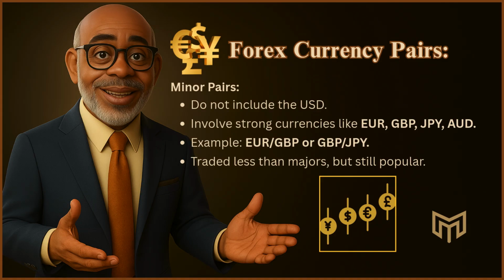Minor pairs do not include the US dollar. Instead, they involve other strong currencies such as the euro, the British pound, the Japanese yen, or the Australian dollar. Examples include the euro over the British pound or the British pound over the Japanese yen. Minor pairs are traded less than the majors, but they're still widely used by traders around the world.